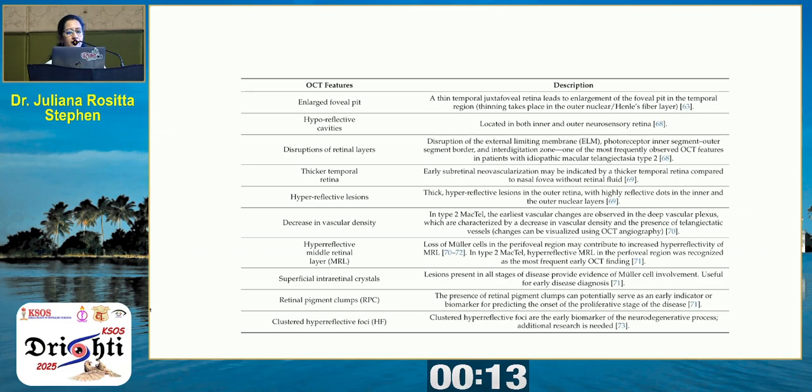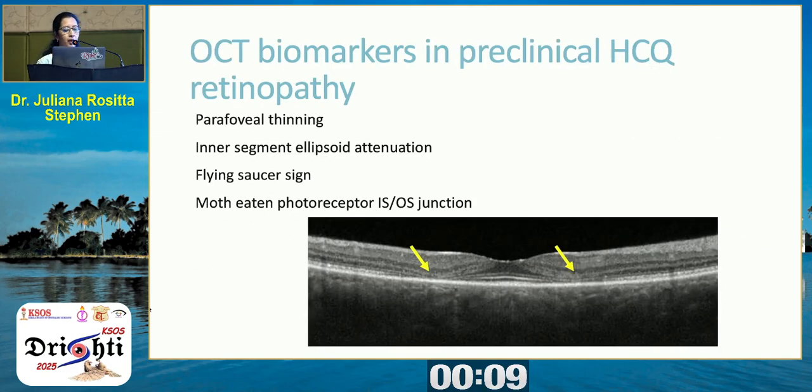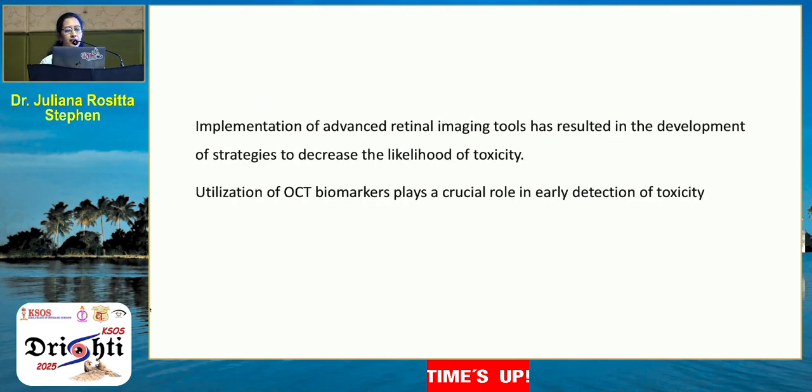So, summary, drug-induced maculopathies. The biomarkers of preclinical HCQ retinopathy are parafoveal thinning, inner segment ellipsoid attenuation, flying saucer sign, and moth-eaten appearance of the ISOS junction. Implementation of advanced retinal imaging tools has resulted in the development of strategies to decrease the likelihood of toxicity. Utilization of OCT biomarkers plays a crucial role in early detection of toxicity.